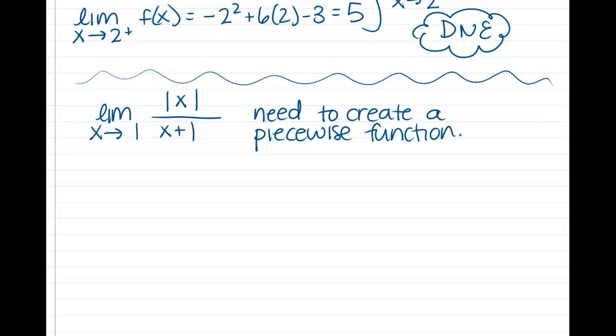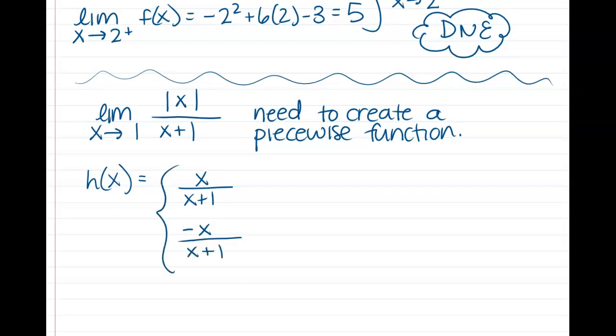So now let's define this as h of x, arbitrary letter. We just haven't used h yet, so I'm going to use it. So our options: that absolute value of x can either be a positive x, and then we have x plus 1 in the denominator, or it can be a negative x divided by x plus 1. So two different functions. And the top one applies if x is greater than or equal to 0, because x is positive. And the bottom applies if x is less than 0, because x would be negative.